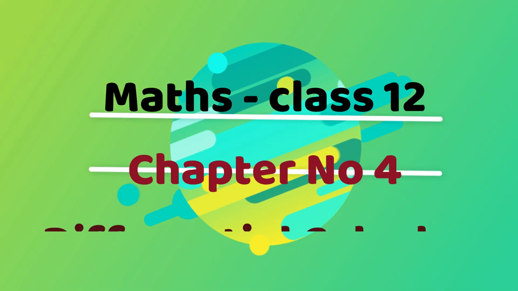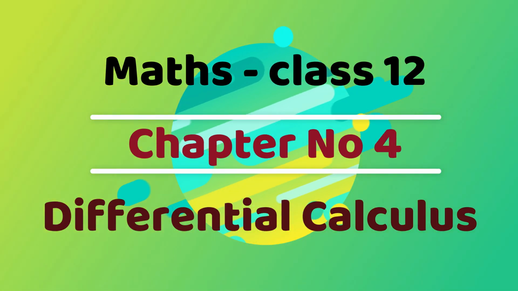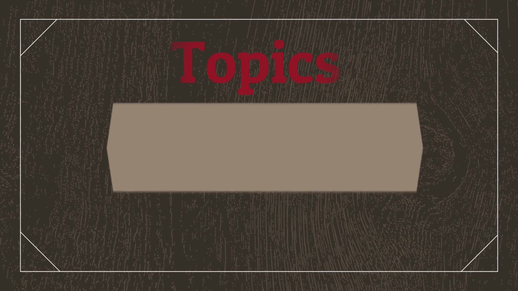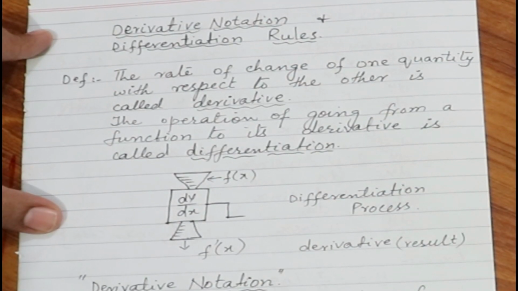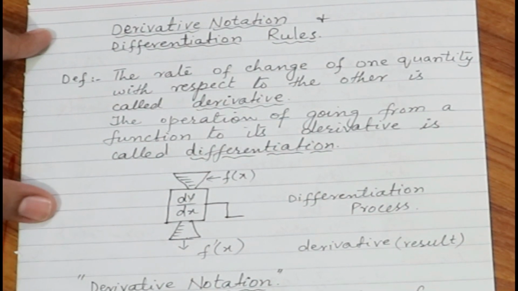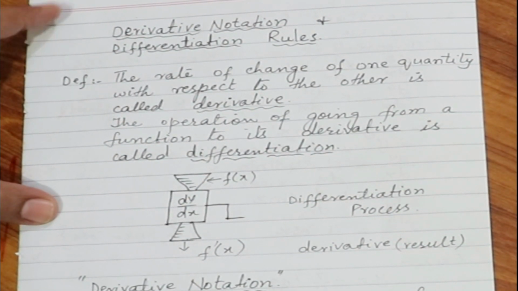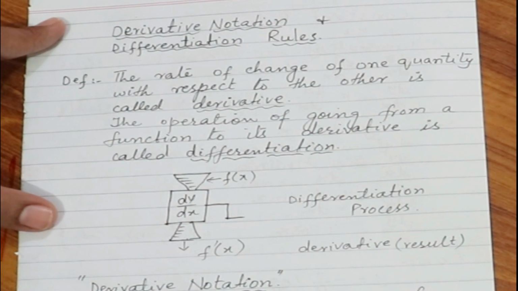Class Inter, chapter number 4, differential calculus. Today my topic is derivative notation and differentiation rules. First of all, I will give the definition of derivative. The rate of change of one quantity with respect to the other is called derivative.